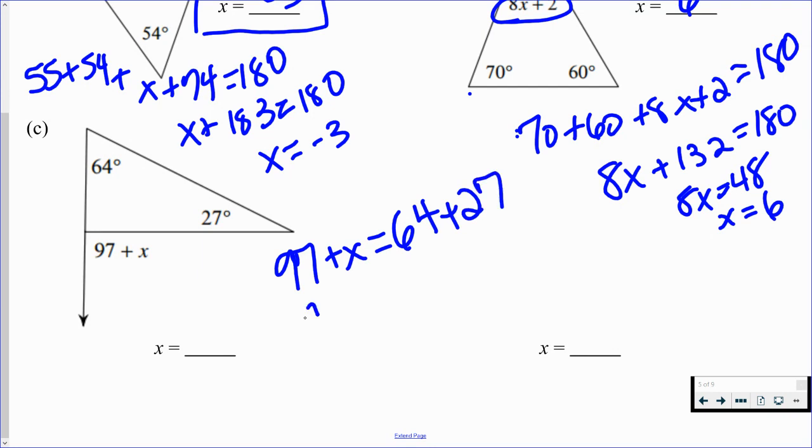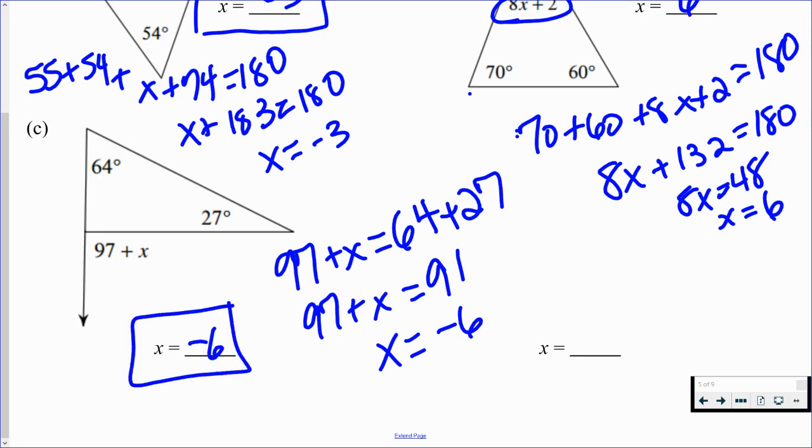Okay, let's go ahead and just add these two together. If we add 64 plus 27, that's going to give us 91. Let's subtract 97, and x is going to be -6. Now again, don't freak out. Check and see if your answer makes sense. The x is with the 97, 97 plus x. If we do 97 plus -6, that's going to give us 91. That's still a positive angle measure, so that can still work.